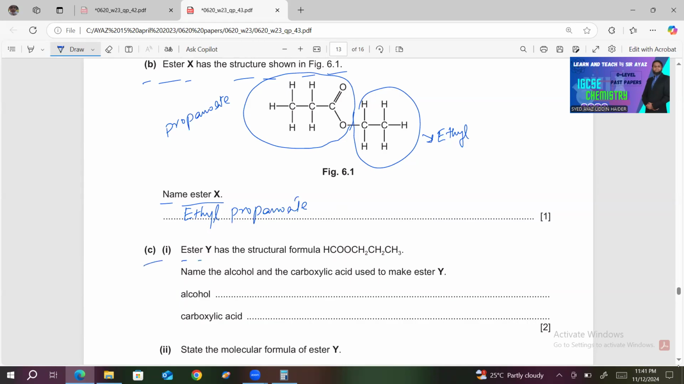C1 ester Y has a structural formula HCOO CH2 CH2 CH3. Name the alcohol and the carboxylic acid used to make ester Y. So for the alcoholic part, we cut down this part. This is the alkyl group. We have 3 carbon atoms. So it must be propane 1-ol. So you write propane 1-ol for alcohol. What about the carboxylic group? It's containing only 1 carbon. So it must be methanoic acid. So you write methanoic acid here.